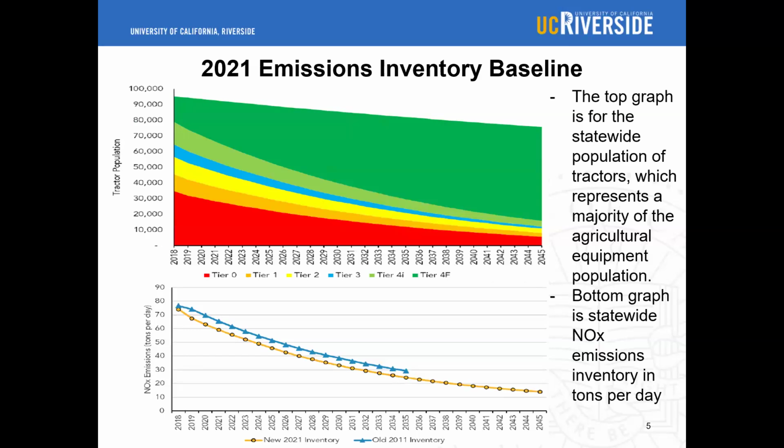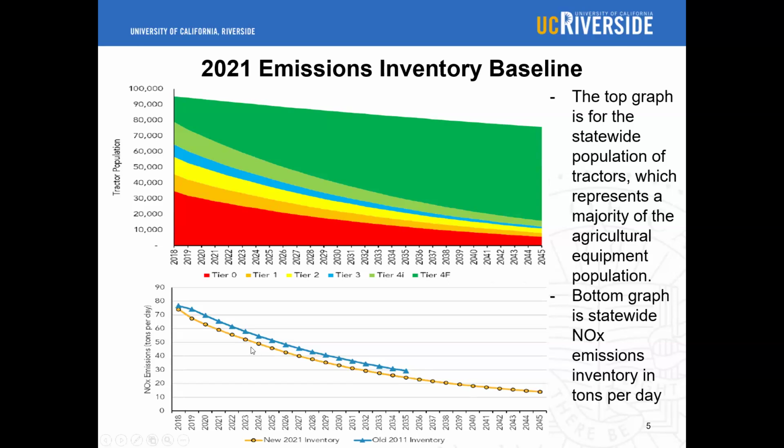So the top graph shows the populations, and here you can see the populations as a function of the tier of the engine. So tier 0 represents the older engines, and then on the other side, toward the greenish colors, you're starting to get the later tier technologies, the tier 4 interim, and then the tier 4 final, which represent the vast majority of equipment going into the future here.